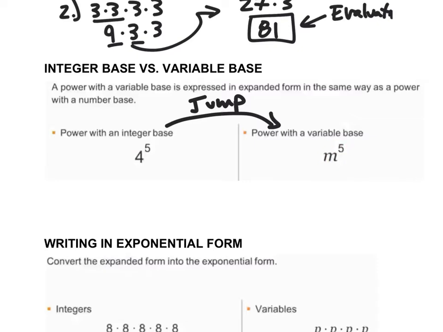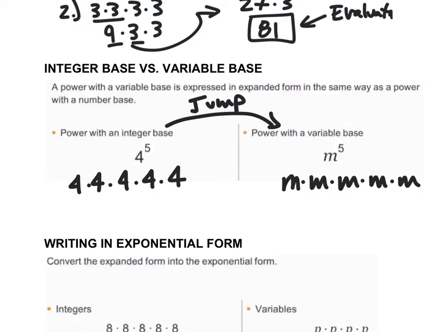If I have 4 to the 5th power, that's 4 times 4 times 4 times 4 times 4. I'm multiplying that number 5 times by itself. If I talk about this with a variable, all I'm doing is taking m and multiplying it 5 times. So m times m times m times m times m, 5 times. Now this you can't evaluate. You just leave it like this.